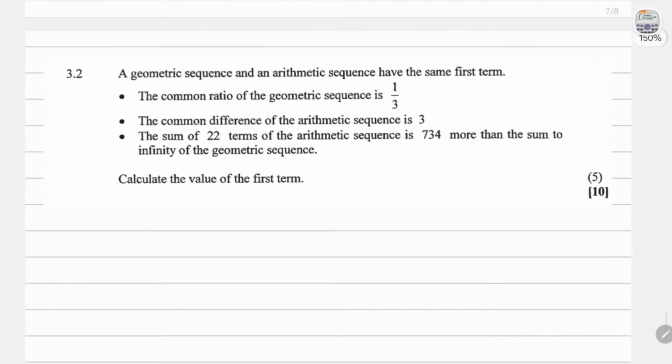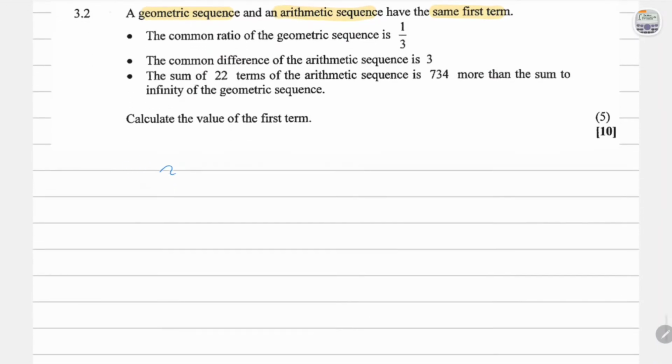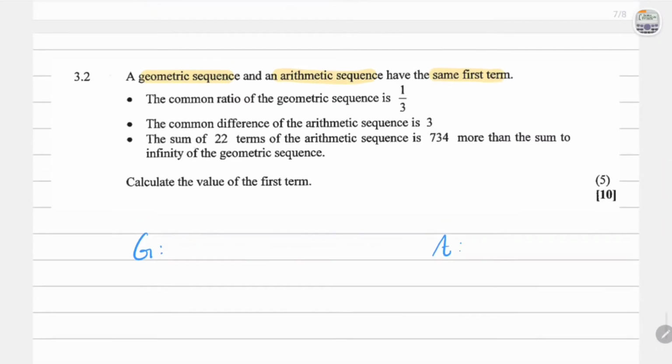Question 3.2 says, a geometric sequence and an arithmetic sequence have the same first term. Okay, so in both sequences, we can just call the first term a, like it usually is called. So let's make columns for them. This is for our geometric sequence, and that will be for our arithmetic sequence.